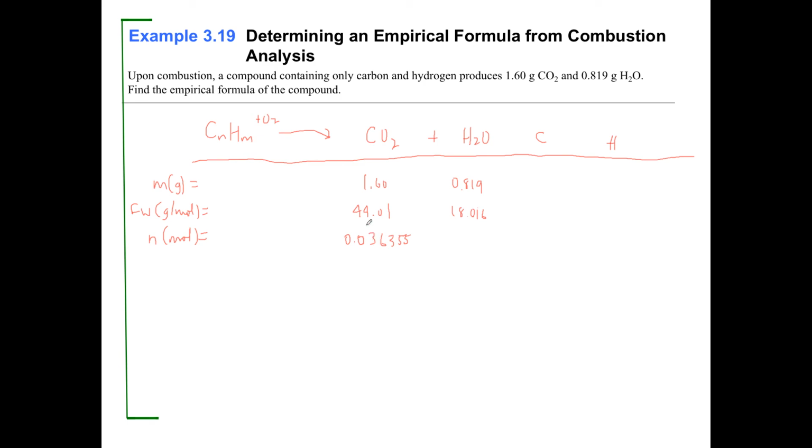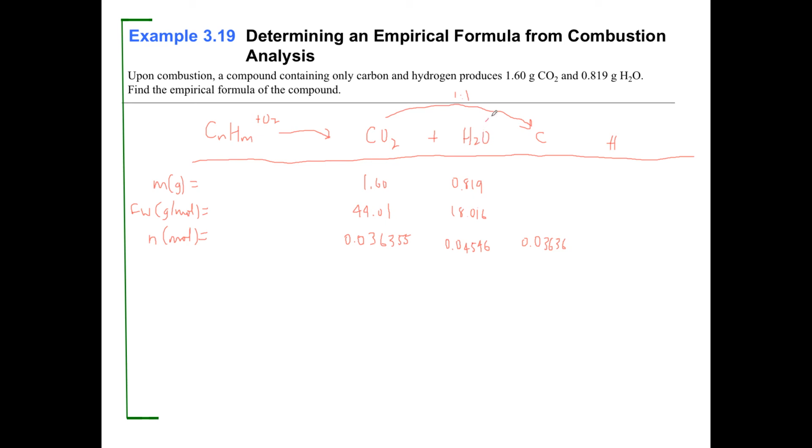And what is water? You should be doing this. 0.819 divided by 18.016 is 0.045459. I better round that up. 0.04546. Okay. So how many moles of carbon do we have for every mole of carbon dioxide? Can you see it's 1 to 1? So that's going to be 0.03636.